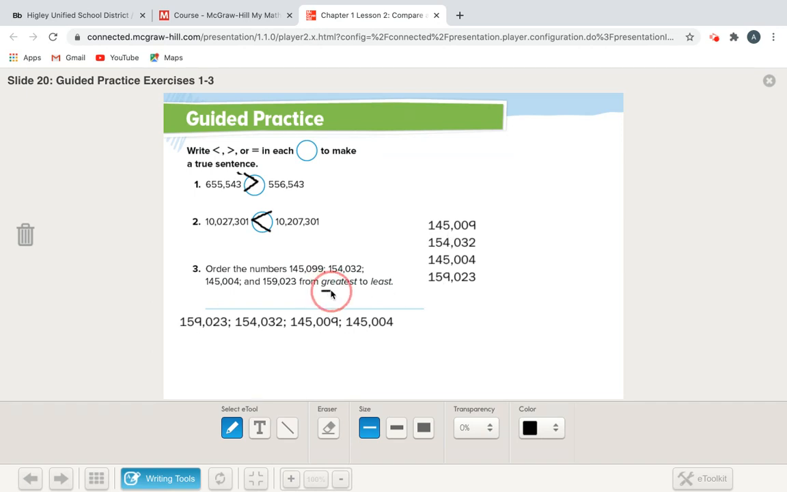Making sure too that you are really reading the directions carefully. This happens to say greatest to least. Sometimes it'll say least to greatest, so you really need to pay attention to that. I've already gone through and ordered them.